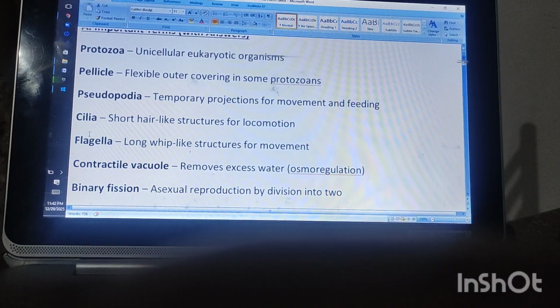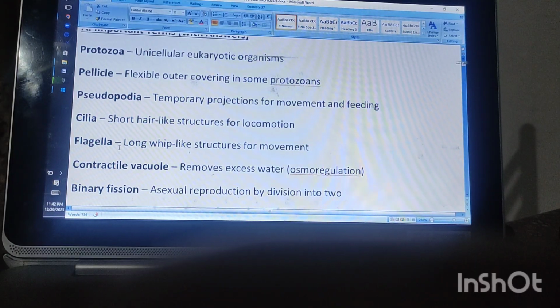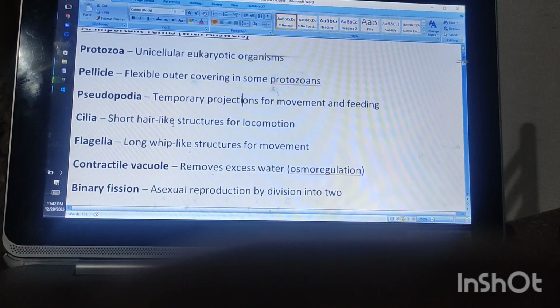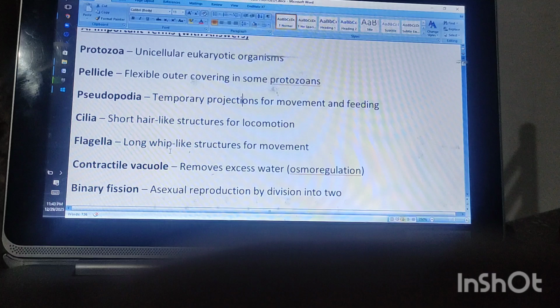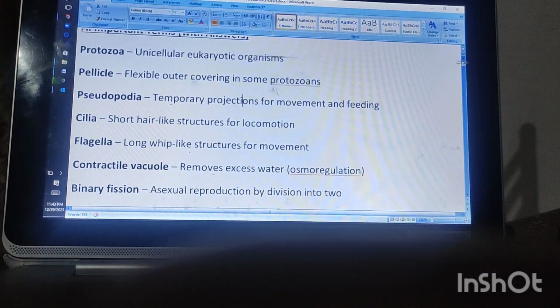And you know well, if cilia are present, then their class will be ciliates, and if flagella are present, then their class will be flagellates. As in the case of paramecium, cilia are present, and in the case of euglena, flagella are present. And if pseudopodia are present, then we call this class amoebae.